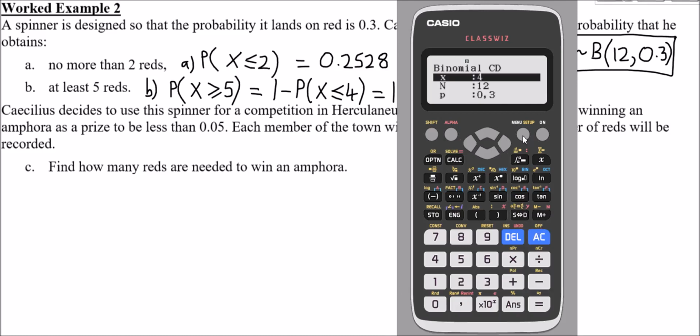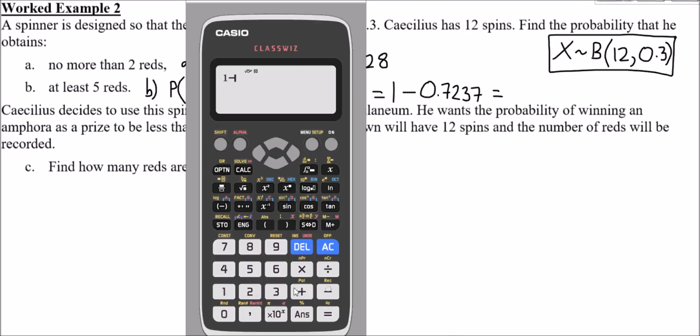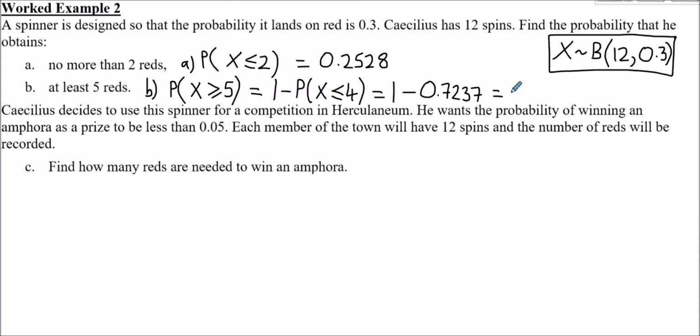So AC, menu 1, press 1 again. So then move it away. So 1 minus 0.7237. That's going to give us 0.2763. So the answer to part A is that one. The answer to part B is that one.